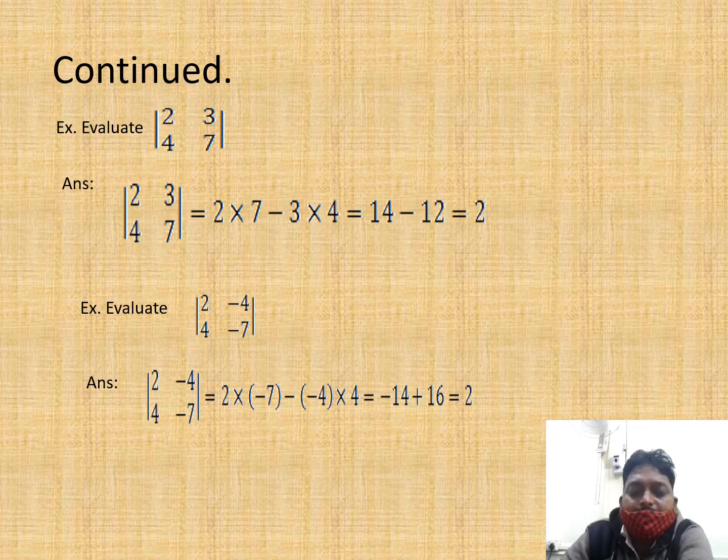Similarly, the next example shows to be acquainted with the negative numbers. Be careful, all of you. 2 minus 4, 4 minus 7. So it becomes 2 into minus 7 minus of minus 16, that is plus 16. So minus 14 plus 16 becomes 2.